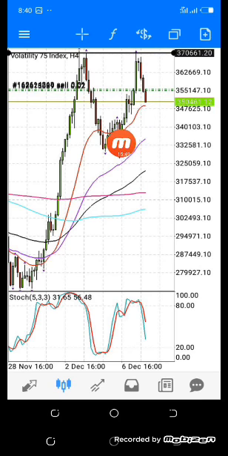Now take a look at this 21 moving average right here, and look at the shape. You can see it right here, very, very horizontal, straight. I'm not talking about the whole curved part, just the tip of it. You can see the shape.